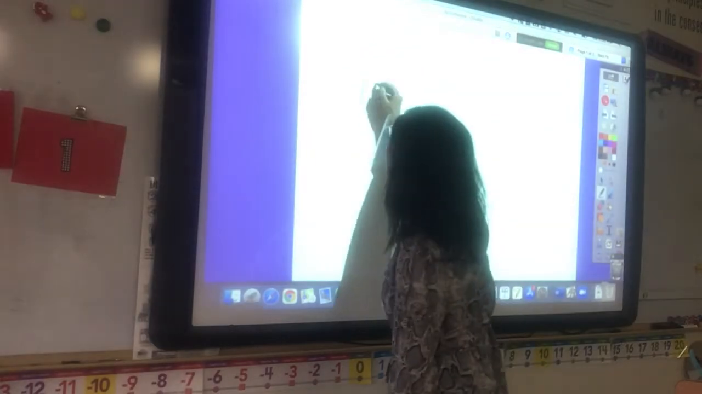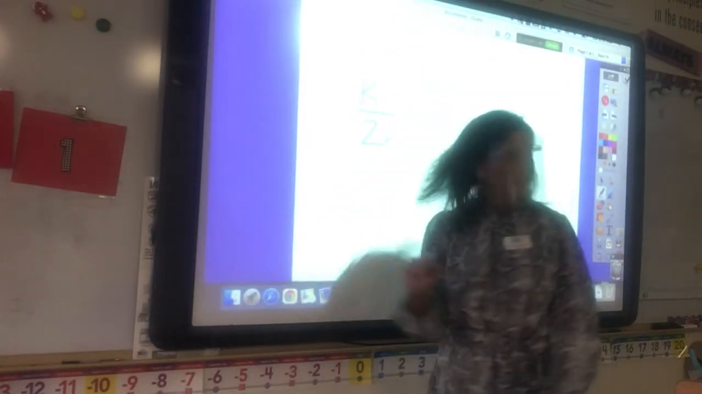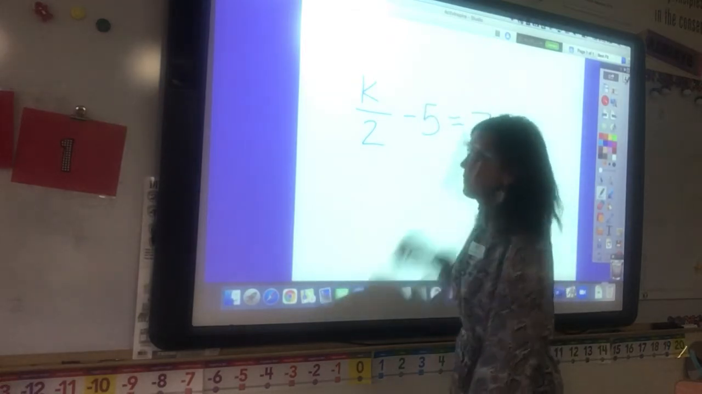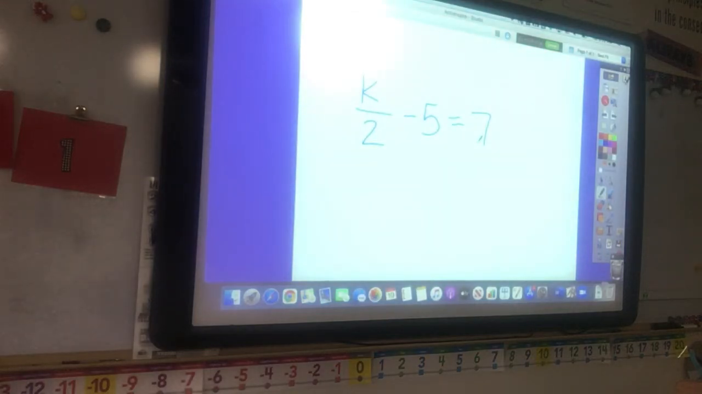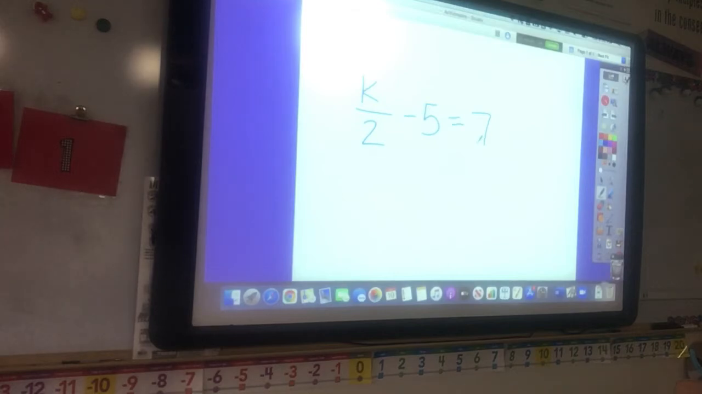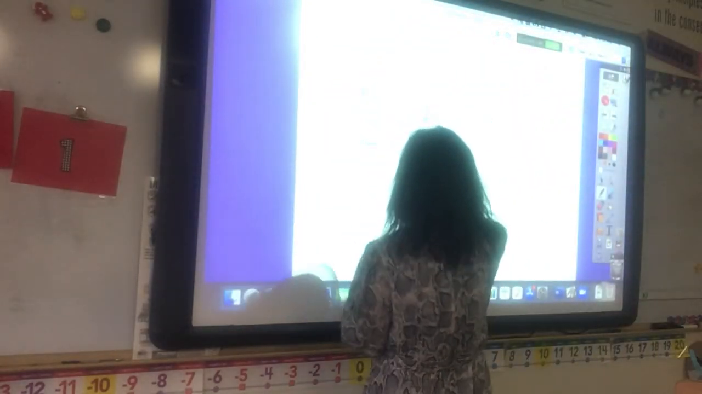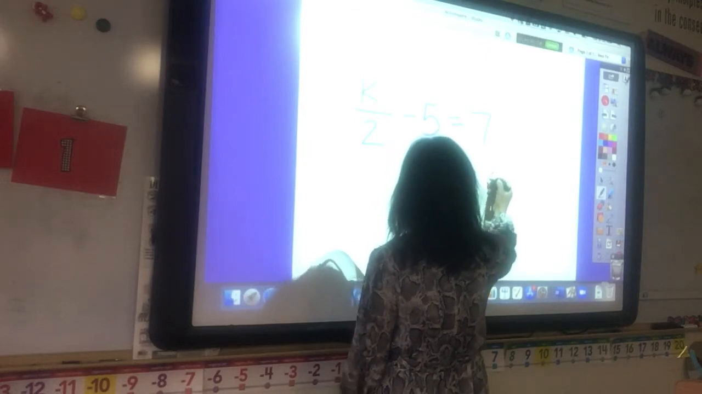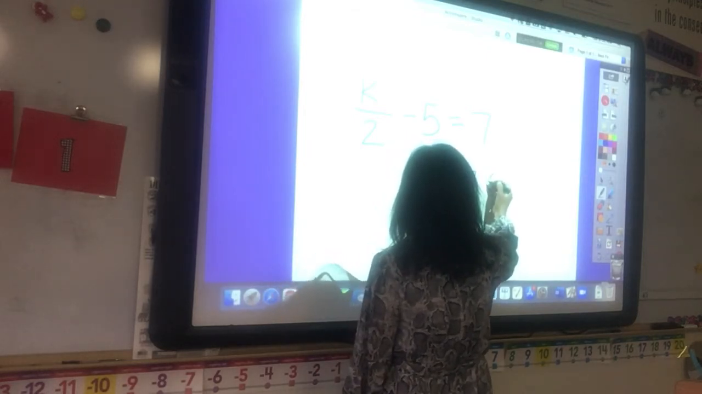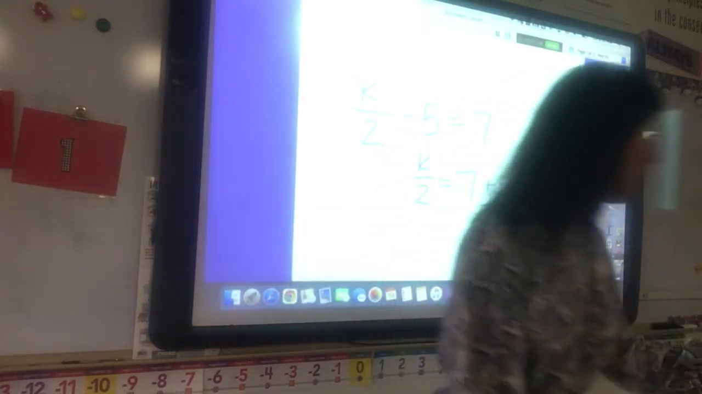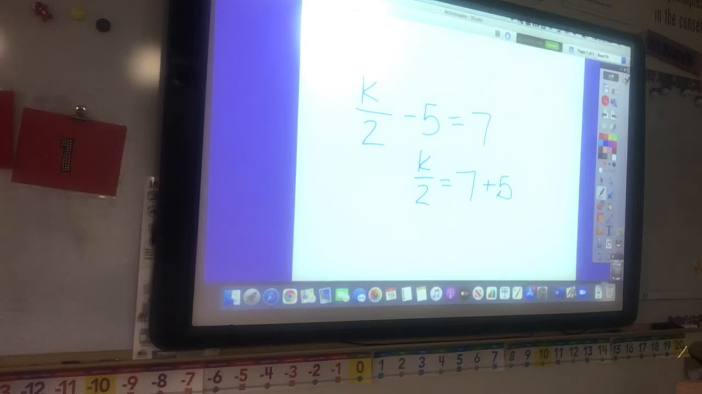Let's try k over 2 minus 5 equals 7. Okay, so we have a 2 and a 5 that both need to go over to the other side. So what's going to go over first? Annika? Minus 5. The subtracted 5. So we're going to have k over 2 equals 7 plus 5. The 5 has to become a plus. Okay? And next we need to solve what is 7 plus 5.